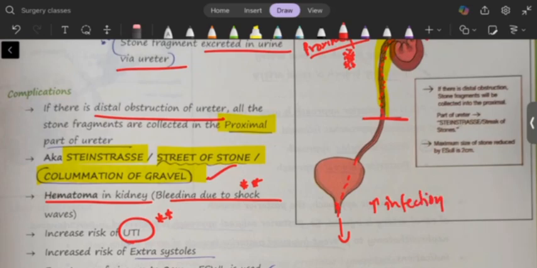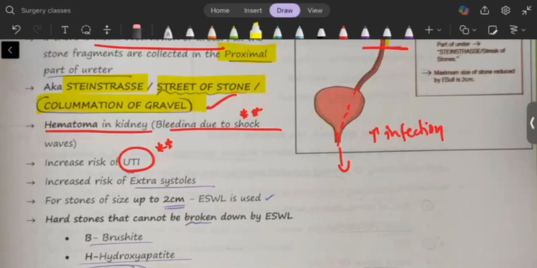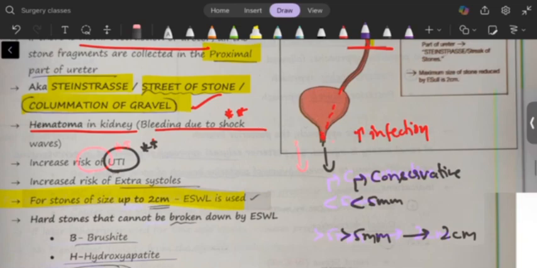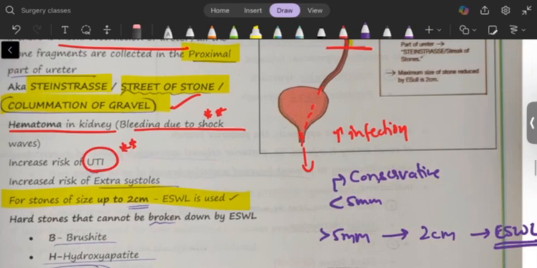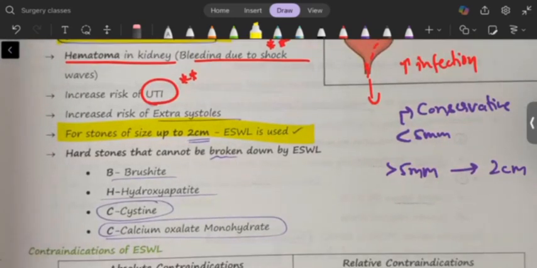Other than that, there is increased risk of extrasystoles. For stones up to 2 cm we will use ESWL. So less than 5 mm is conservative. If the size of the stone is more than 5 mm up to 2 cm we will use ESWL, extracorporeal shock wave lithotripsy.